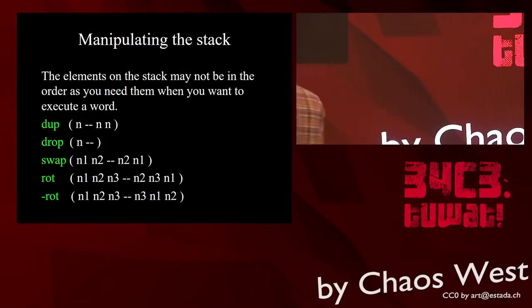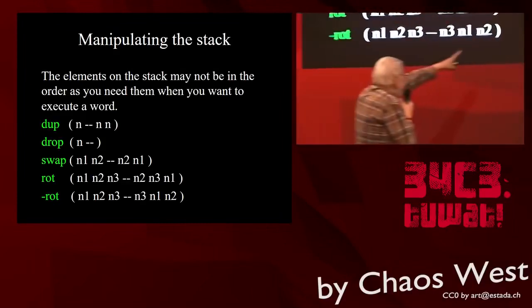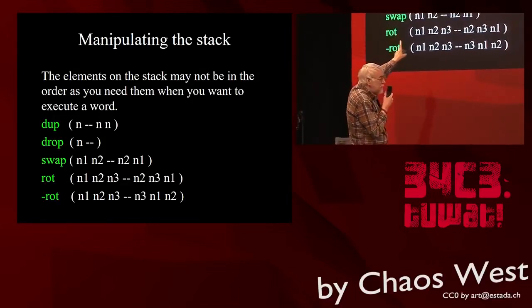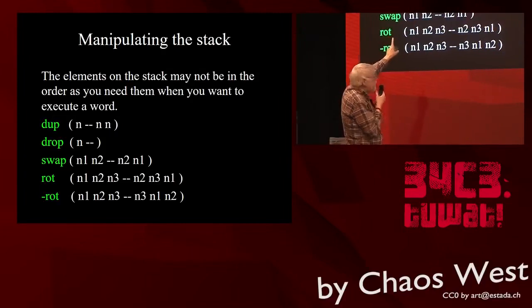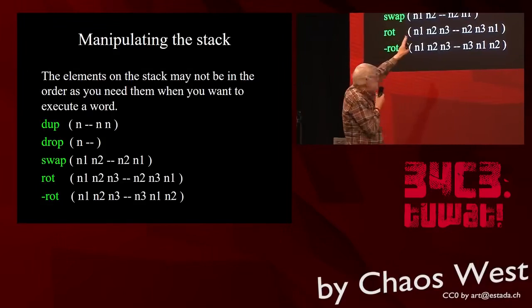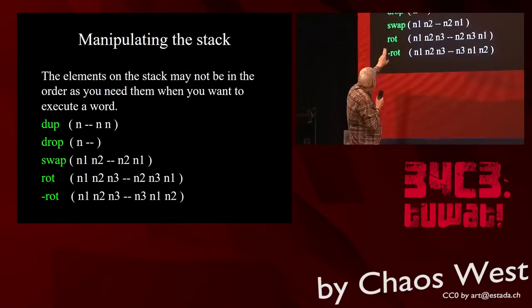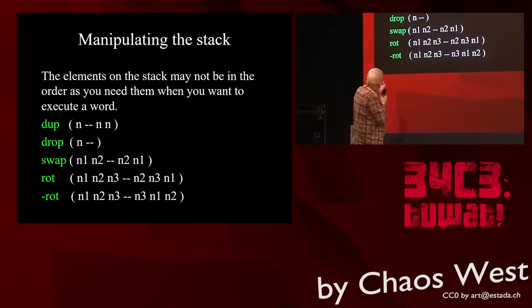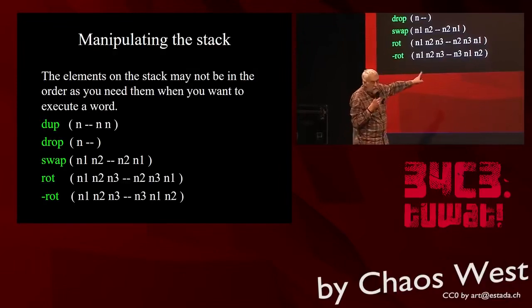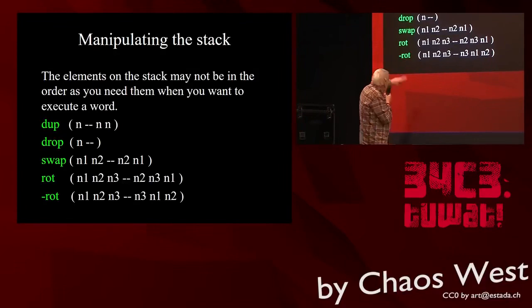Let me explain this notation here between the parens. Before the dash dash, that's the number and semantics of the operands before the operation. Then comes the operation, and at the right side you see the result. So the dup just duplicates an item on the stack. The drop throws away an item on the stack. The swap exchanges the two top items on the stack. And the rot goes down to the third operation parameter on the stack. And then the minus rot is exactly the opposite of the rot.